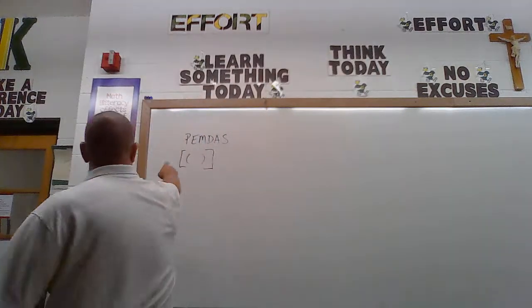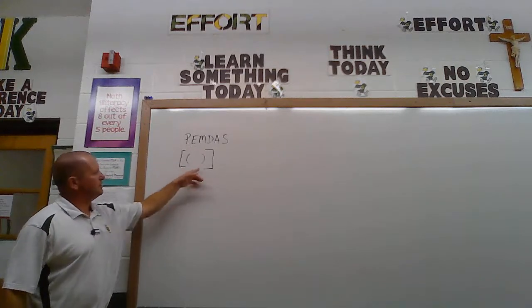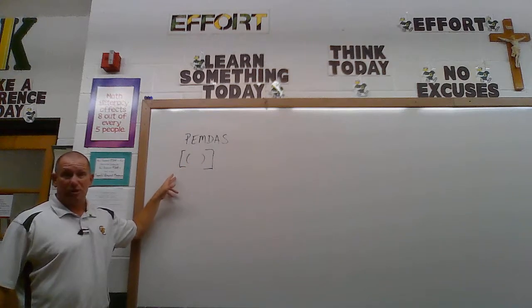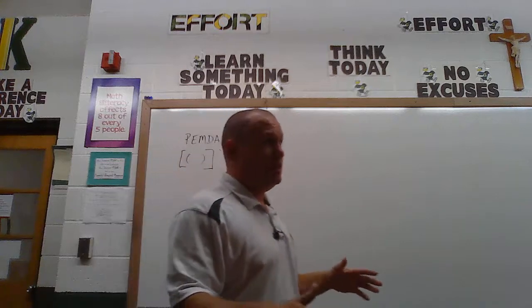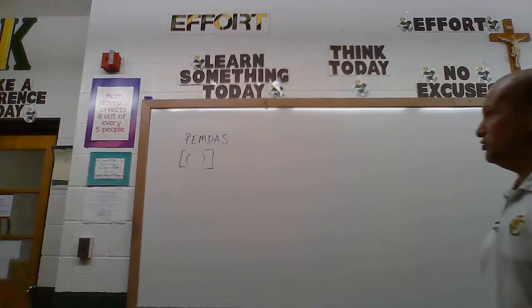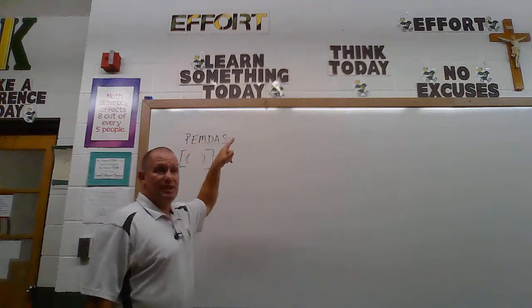So my P is my parentheses. Here we have two kinds of parentheses. Usually the real parentheses go inside the brackets. We'd have the curly ones for sets and that kind of thing. We also talked about absolute value bars, vertical bars, for another kind of special set of parentheses. What was my E? Exponents. And what does that really mean?